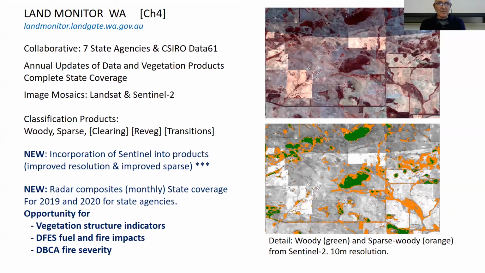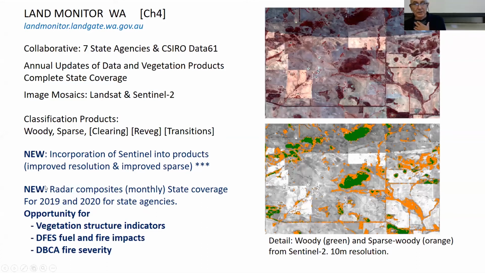It's basically an unusual, very efficient collaborative arrangement. Seven state agencies put in a small amount of money. The CSIRO Data61 group processes the data, and it provides the state with annual updates of image data and vegetation products with complete state coverage. So now image mosaics, Landsat and Sentinel-2, and the same classification products we've just talked about.